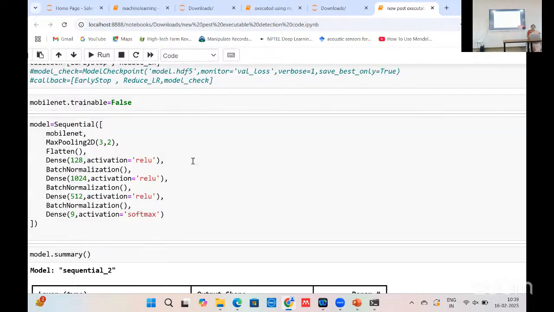Did you have one pre-trained model told in the first class? What is that pre-trained model? MobileNetV2 model.